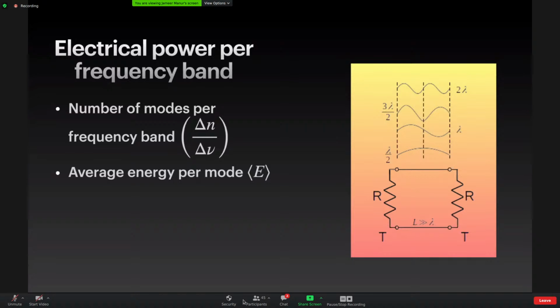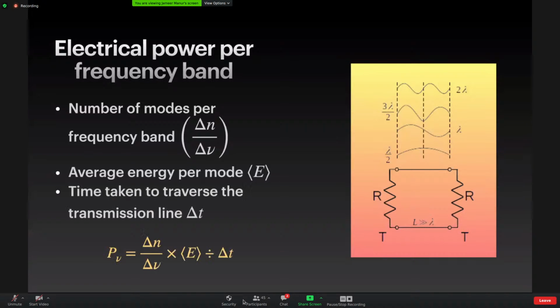Once you have that, you can calculate the average energy per mode using the Boltzmann law. And you can calculate the time it takes for this energy to transfer through the transmission line. And essentially you get the power out of it by multiplying the number of modes per frequency band by the average energy to get the average energy per frequency band. And you convert that to power by seeing how long it takes to traverse a particular distance.